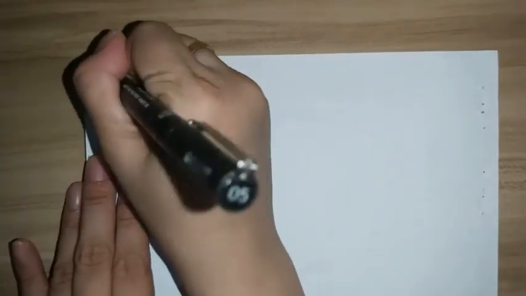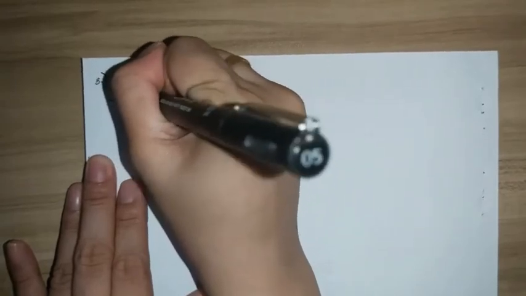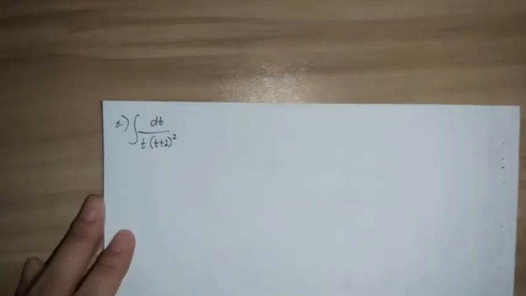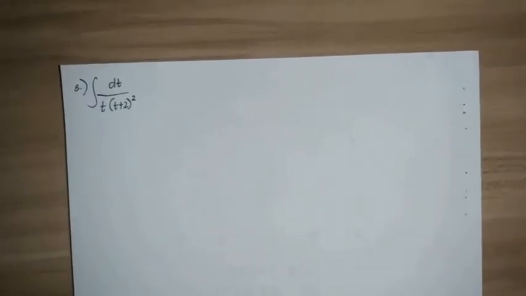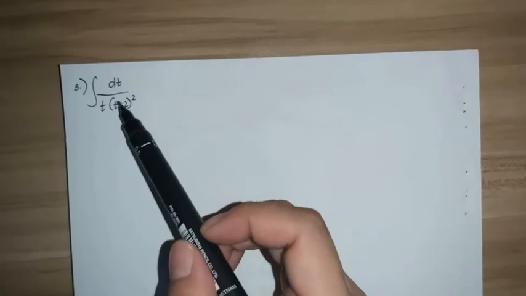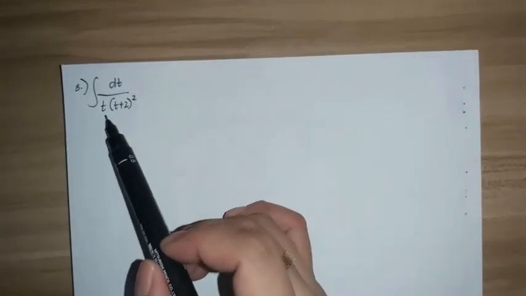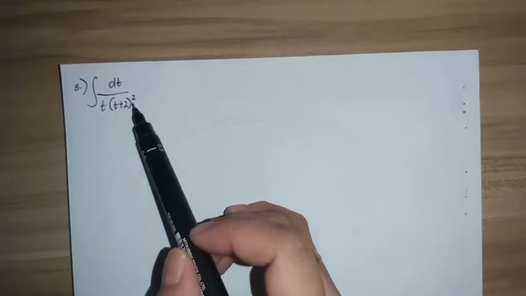Okay, let's move on to the third example that we have. Okay, given that we have number 3, this is the third example, dt all over t times t plus 2 squared, right? Given that we will have this example, alright, so we have this example. Now, we need to check kung asa siya na-belong. So, with this, atong denominator, we have t. This is just linear. Pag abot dire, we have t plus 2 quantity squared.